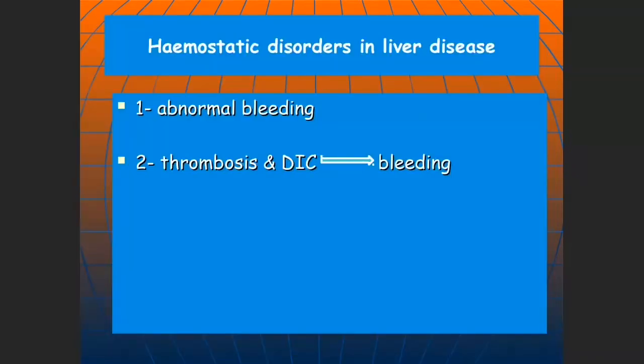Hemostatic disorders in the liver. We are not going to discuss it in detail because there are too many abnormalities. It can be in the form of bleeding from the start, or it can be in the form of thrombosis and DIC and then complicated by bleeding. At the end, the result is bleeding. Hemostatic disorders in liver disease are multifactorial.